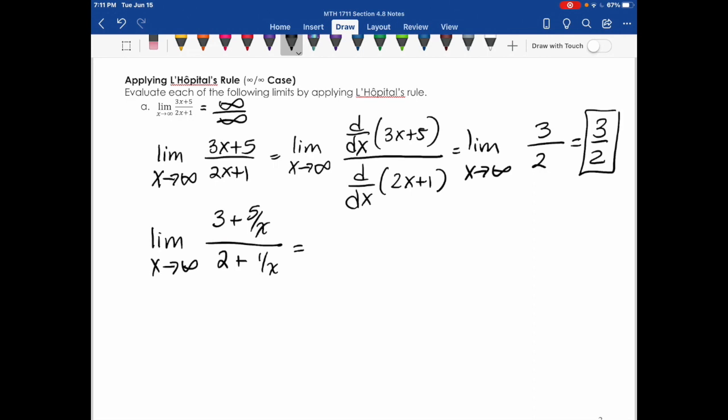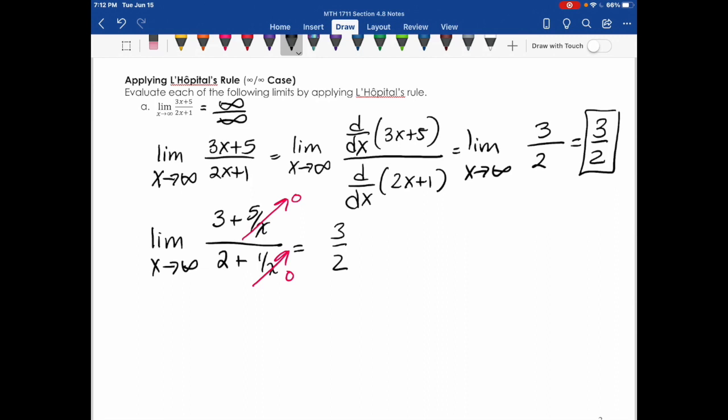And then when I divide 1 by x, I get 1 over x. And then as I start plugging in numbers that are really, really big, the denominators get so big that the whole fraction approaches 0. And then we're left with 3/2.